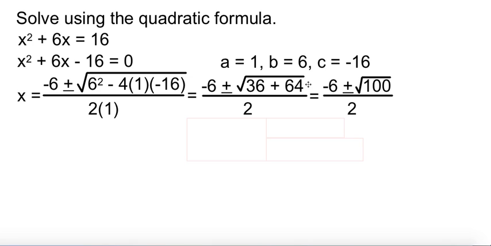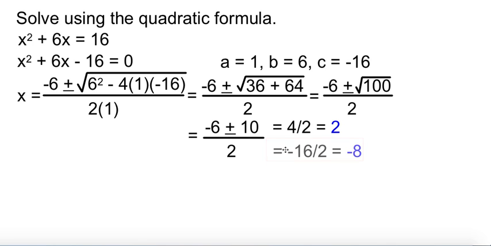Negative 6 plus or minus the square root, when we add those together, it's 100. And we like that. We know the square root of 100 is 10. So we have negative 6 plus and minus 10 over 2. Well, negative 6 plus 10 is 4, divided by 2 is 2. Negative 6 minus 10 is negative 16, divided by 2 is negative 8. When you get nice, clean numbers like this, that means you could have factored back here.